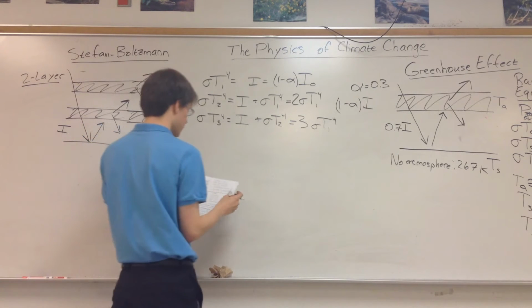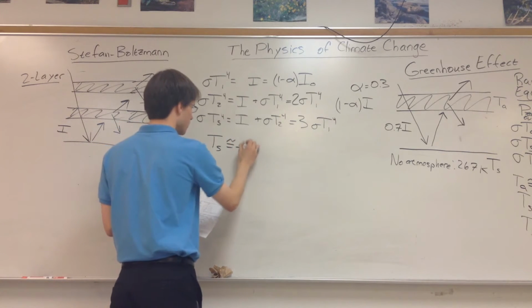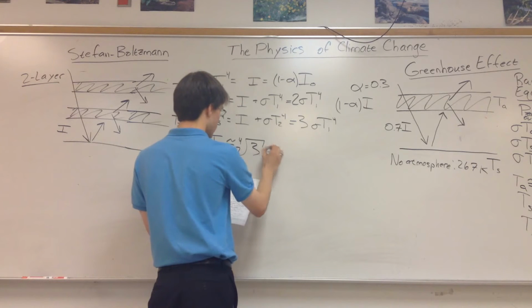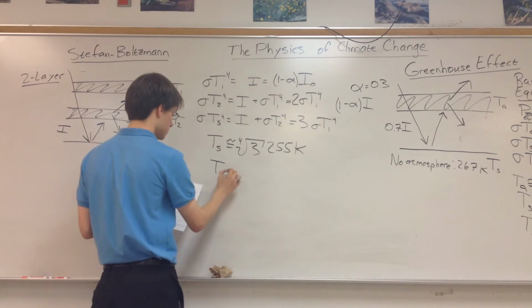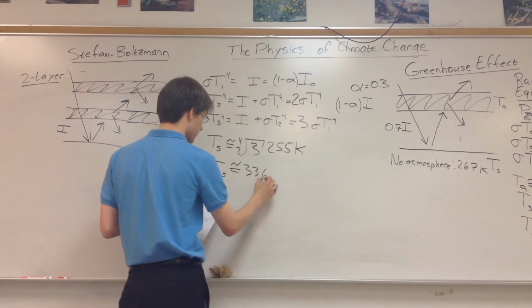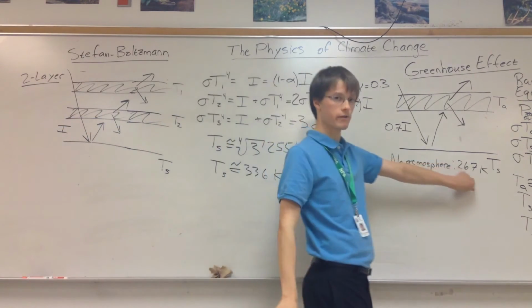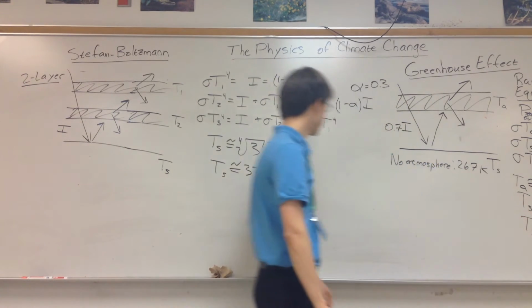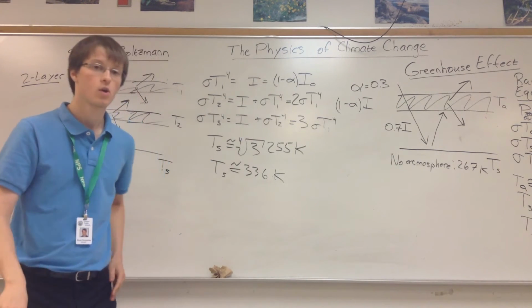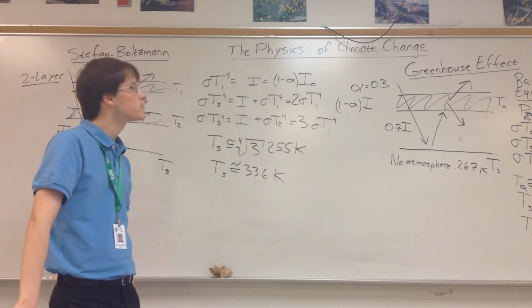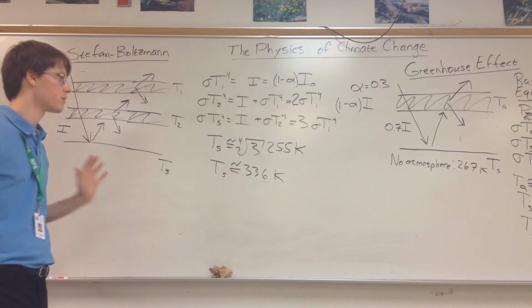So, if you go through and do all that, which I'm not going to do because it uses up time, we get that the temperature of the surface is about equal to the fourth root of 3 times 255 Kelvin. And this is equal to right around 336 Kelvin. So again, we went from 267 Kelvin to 303 Kelvin, and now to 336 Kelvin. So adding more gas to the atmosphere will increase the temperature of the Earth. This is a relatively conclusive result based on the physics here. So we know that is going to happen.